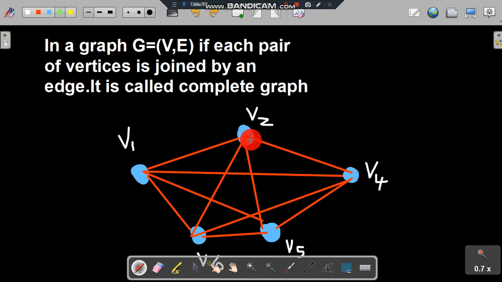Okay, so what is your understanding? In a graph, if each and every pair of vertices is connected by an edge, then that graph is called a complete graph. No pair should be without a connection. All should have a connection with other vertices. Such a graph we call a complete graph.